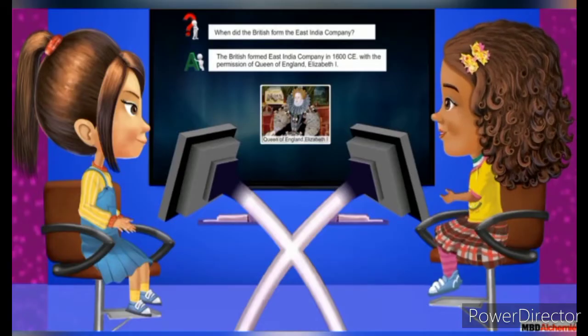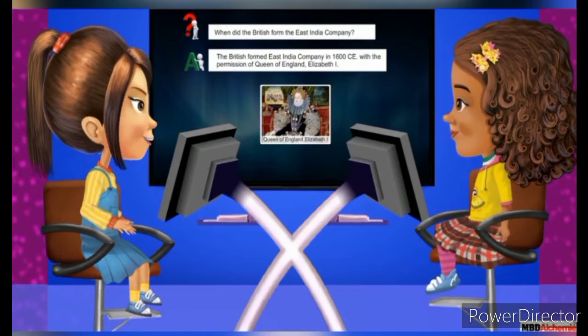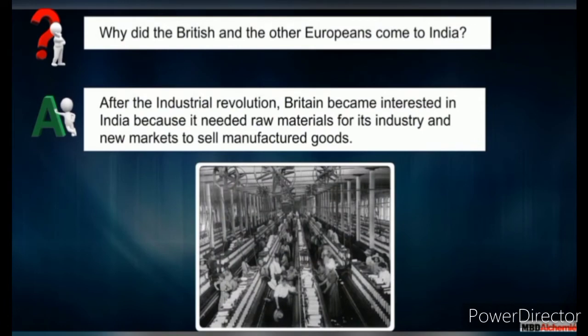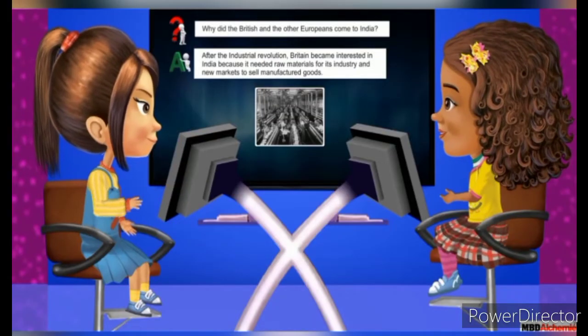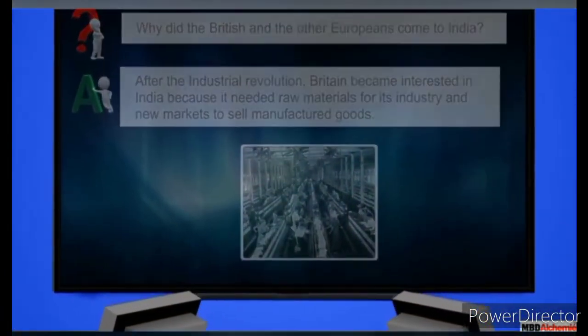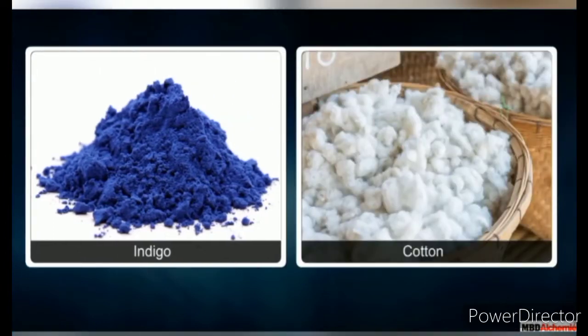But Alicia, can you tell me, why did the British and the other Europeans come to India? I'm not sure, but I can guess. After the Industrial Revolution, Britain became interested in India because it needed raw materials for its industry and new markets to sell its manufactured goods. What kind of raw materials are you talking about, Alicia? By raw materials, I mean items such as indigo, cotton, etc.